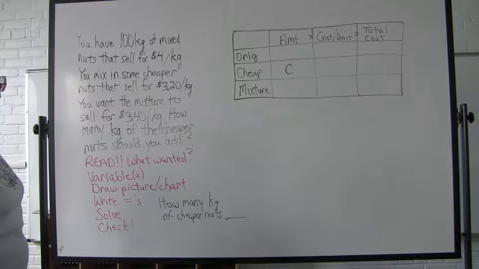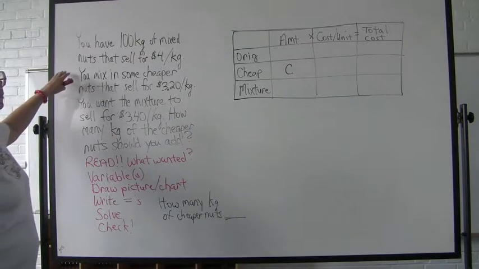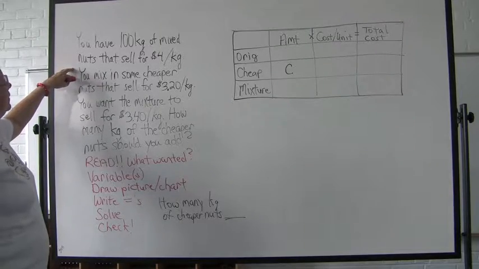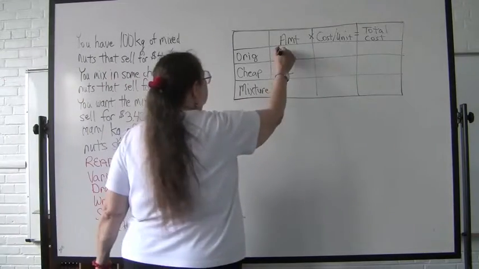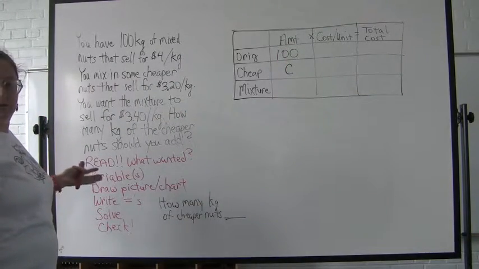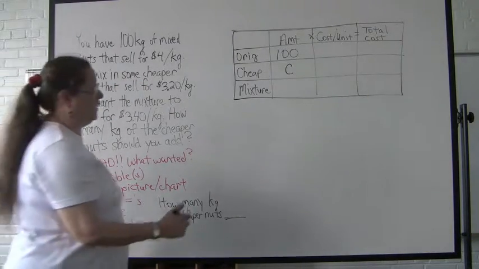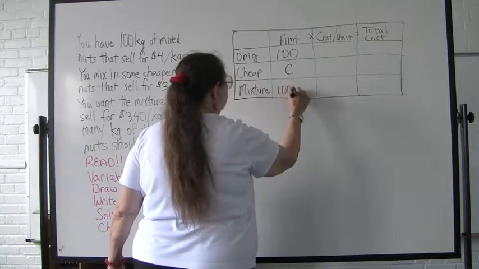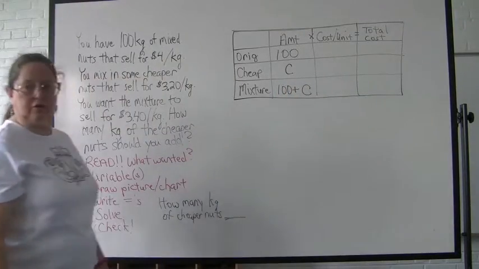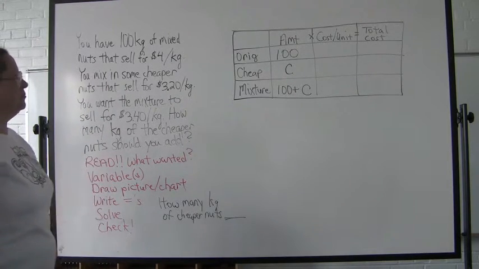Okay? Now then, let's fill in our table, our chart over there with our information. In our original mixture, you have 100 kilograms. We're going to add some cheaper nuts. We don't know how many, that's what we have to figure out. So we're going to add C kilograms. So our new mixture is going to have 100 plus C kilograms, more than 100 kilograms. That's what we had originally. It's going to have C more. C turns out to be 5. We'll have 105 kilograms. Okay.